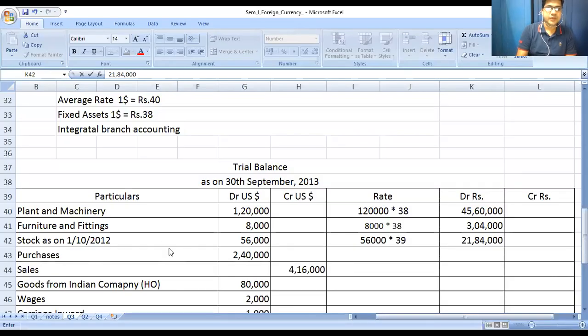Next item is purchases, 2,40,000. How will we convert the purchases? Which rate do we have to apply? Average rate. And the average rate is $1 is rupees 40. 2,40,000 into 40. Find out the value in rupees. 96 lakh.